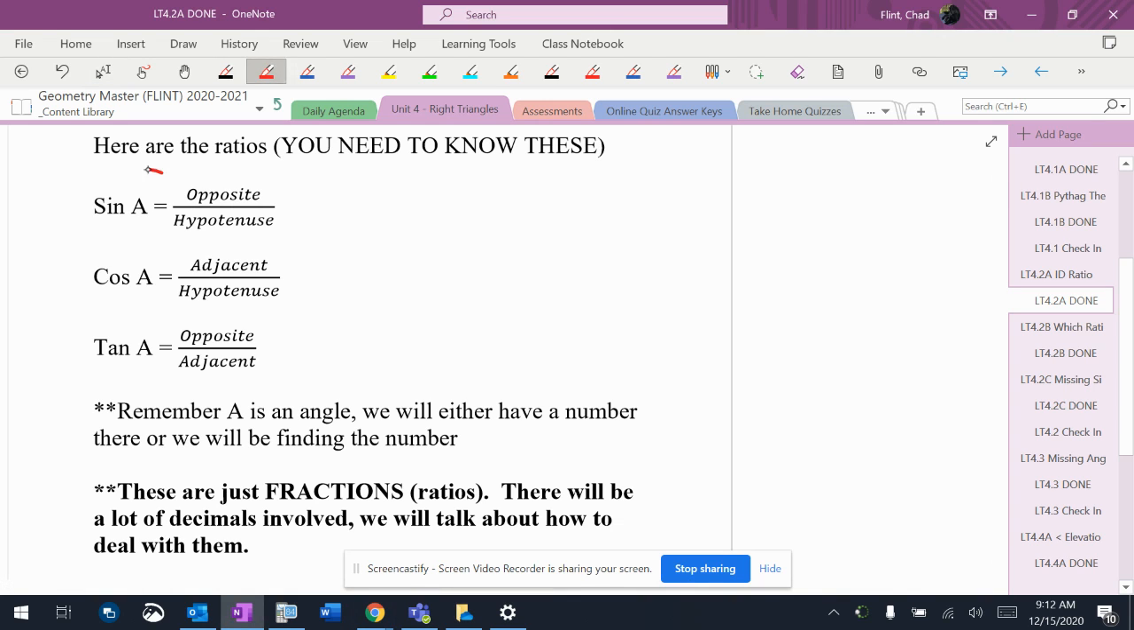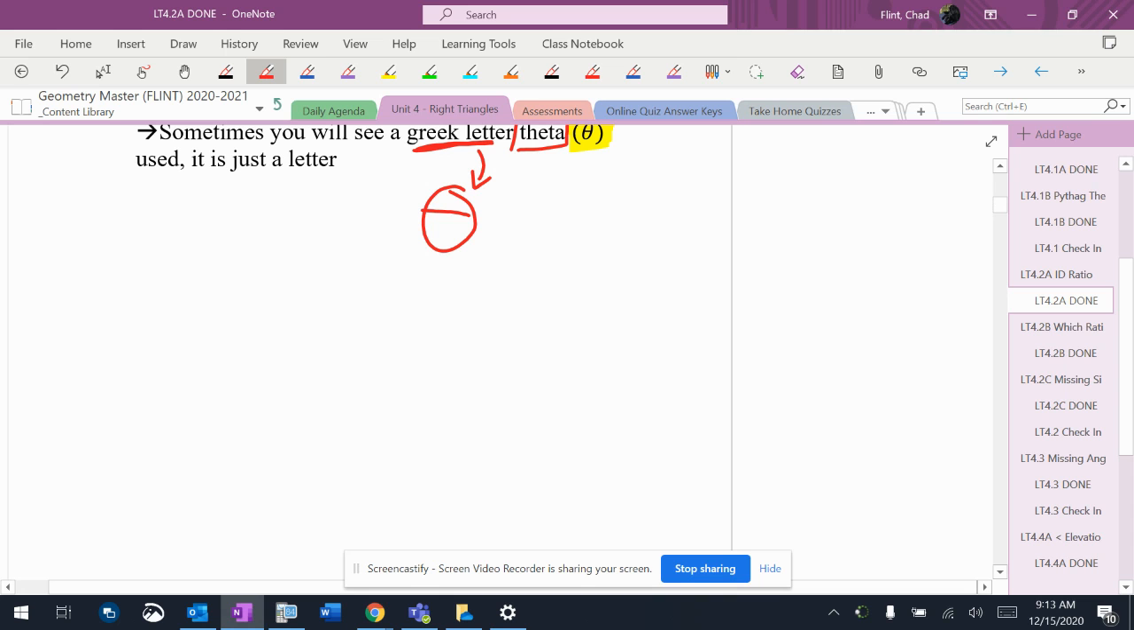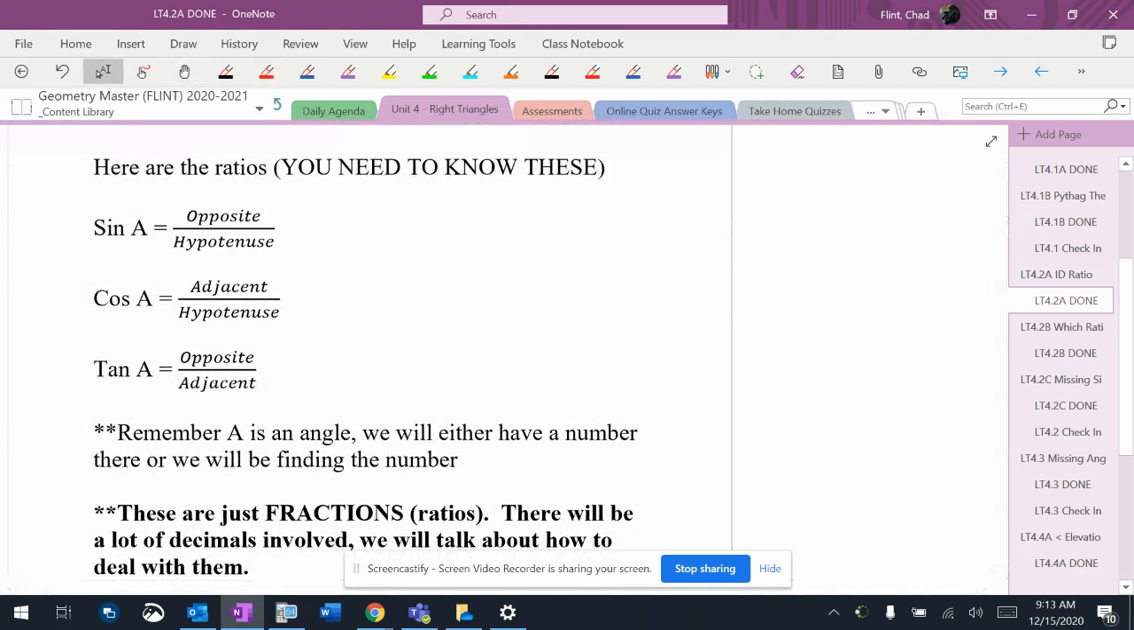Okay, so here's the ratios, and you absolutely 100% have to know these ratios. All right, so these ratios: sine, cosine, and tangent. If you don't know these, you aren't given these. Obviously, if you can look them up, that's great.